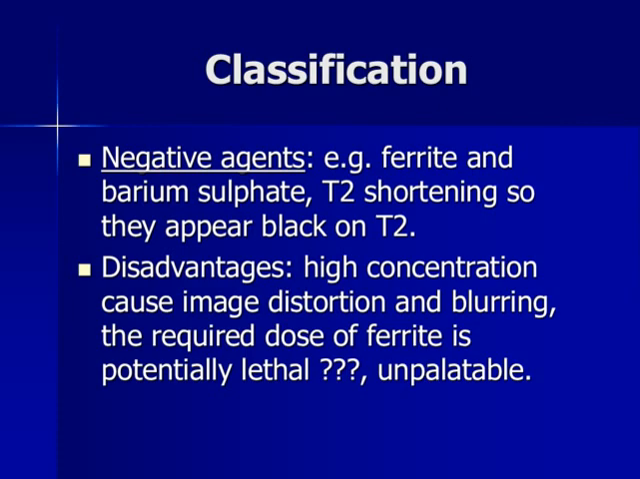Negative agents like ferrite and barium sulfate cause T2 shortening. So they appear black on T2. Because you are giving ferrite, you are giving iron to the patient. Iron makes low signal in MRI. So when you give it orally, the GI will be darker. Disadvantages: high concentration causes image distortion and blurring, the required dose of ferrite is potentially lethal, and it's unpalatable. Very bad taste. Okay?